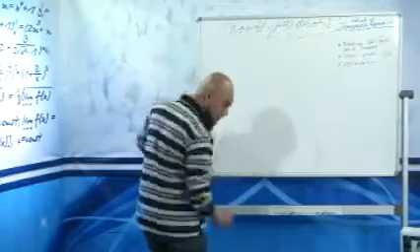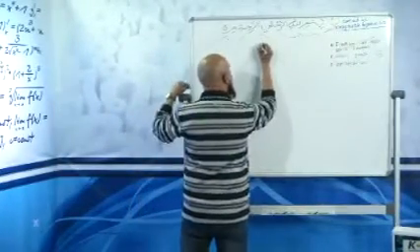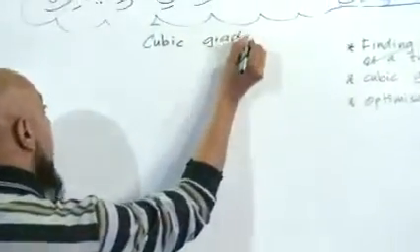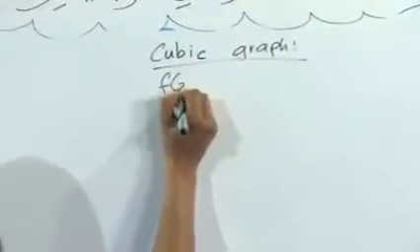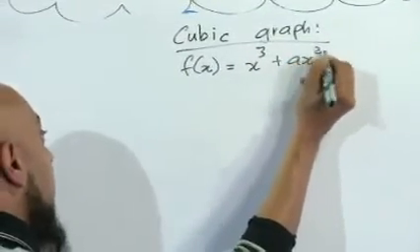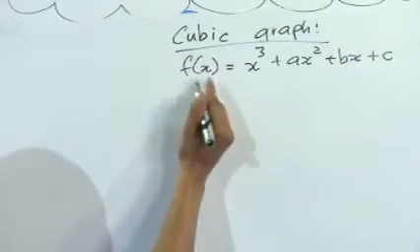Okay. Now, some background knowledge about the cubic function. Let's start. So put the heading, the cubic graph. Now we know that the standard form for the cubic graph is f of x is equal to x cubed plus ax squared plus bx plus c. Sometimes they might give it to you like this.